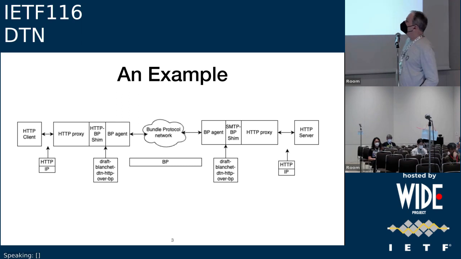So this is an example. HTTP client, HTTP server, bundle protocol in between, an HTTP proxy, or name the one you want. A little shim that actually implements the draft BP agent on both sides. That's it. Next slide.